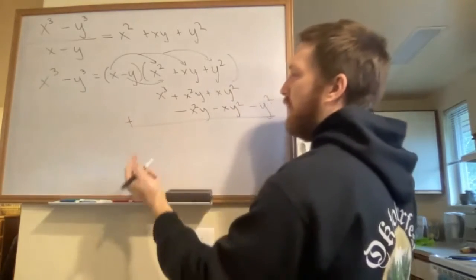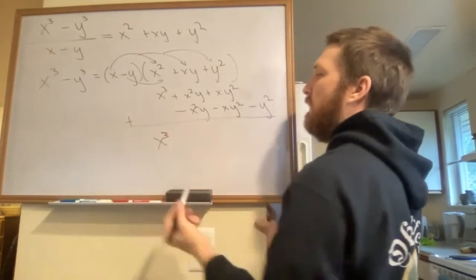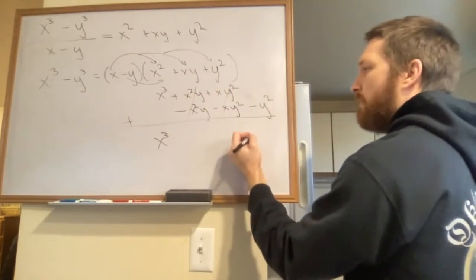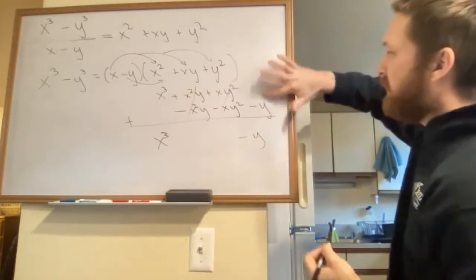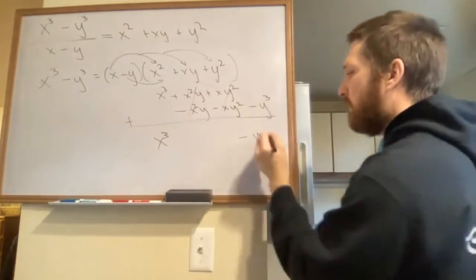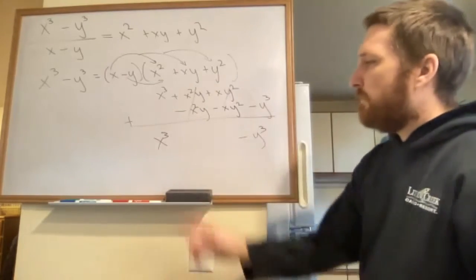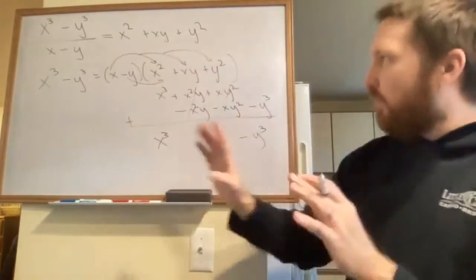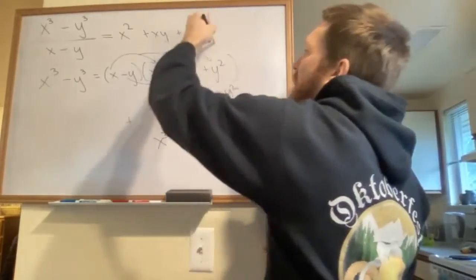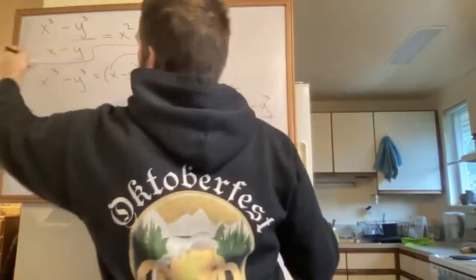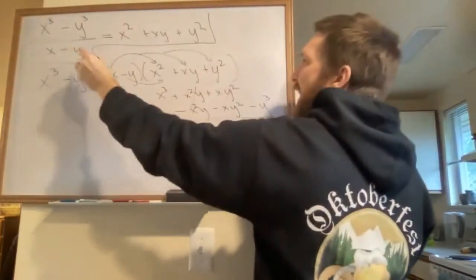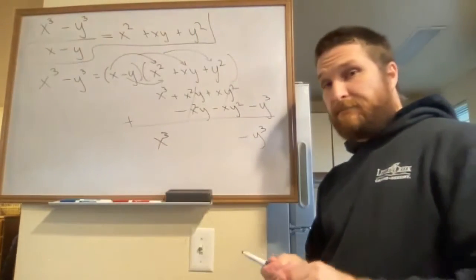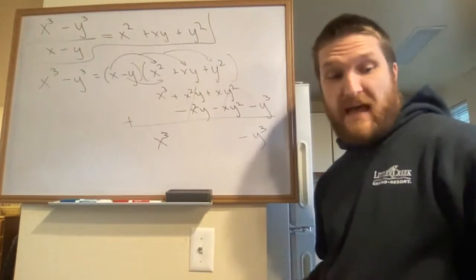Add those guys all up. My x cubed stays put. That guy's gone. That guy's gone. And I'm left with my minus y cubed. x cubed minus y cubed is equal to that. Therefore, we could say yes, our first thing is true. That divided by that is equal to that. Does that make sense? Yeah. Cool. That's all this is about.